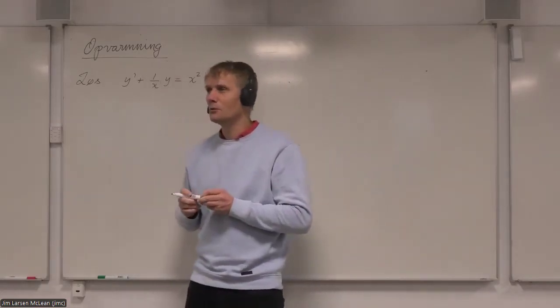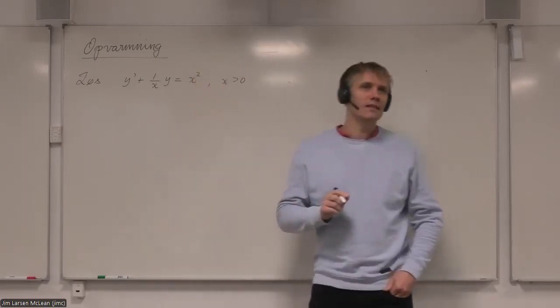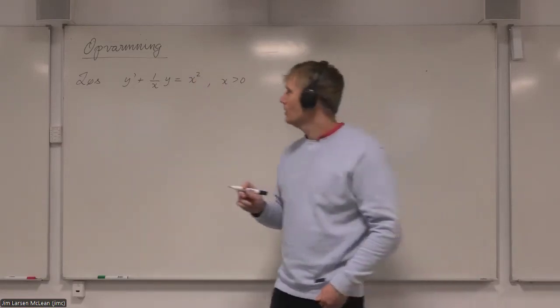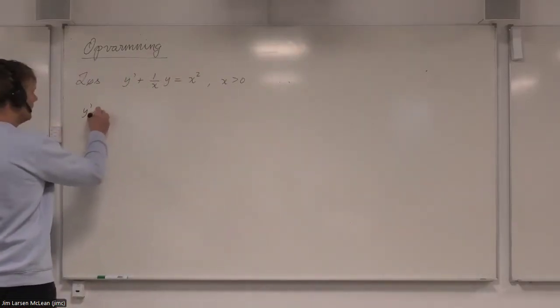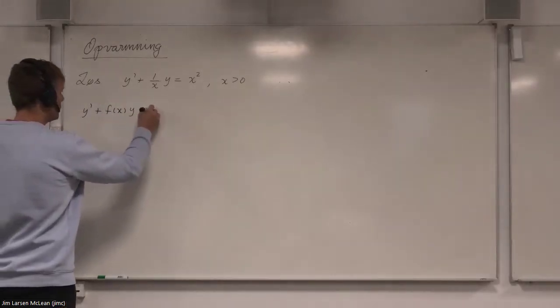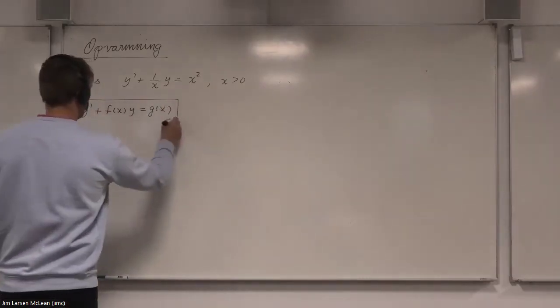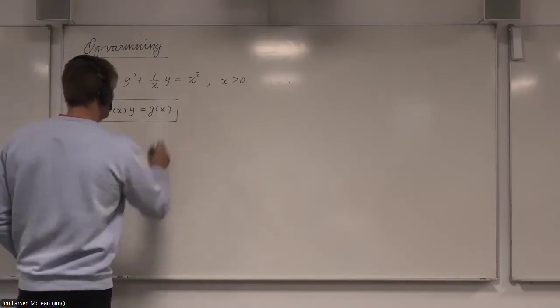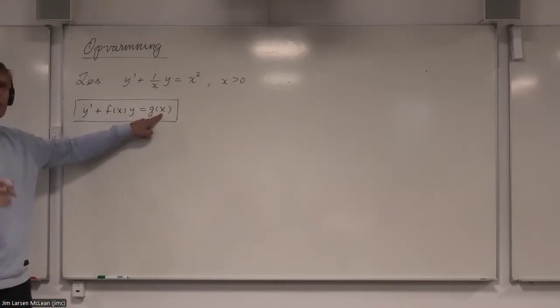I've now remembered to post the oral questions, but we are currently working on first order linear differential equations. And a first order linear differential equation looks like this: y prime plus some function f of x times y equals some function g of x. And here's a function, and here's a function. These are known in advance, so they are not what you need to find when solving the differential equation.